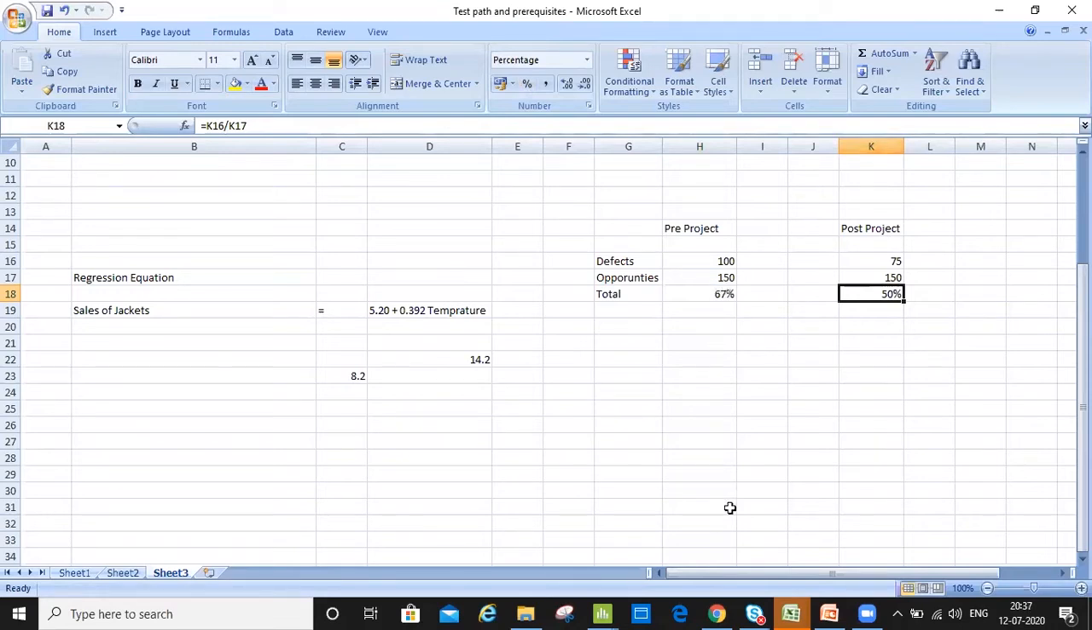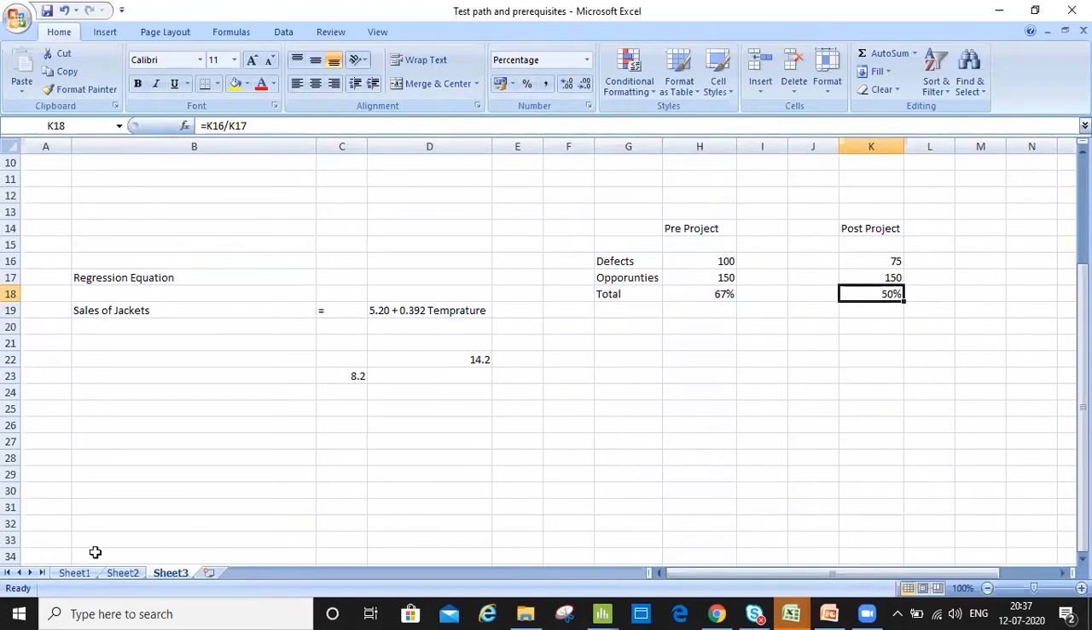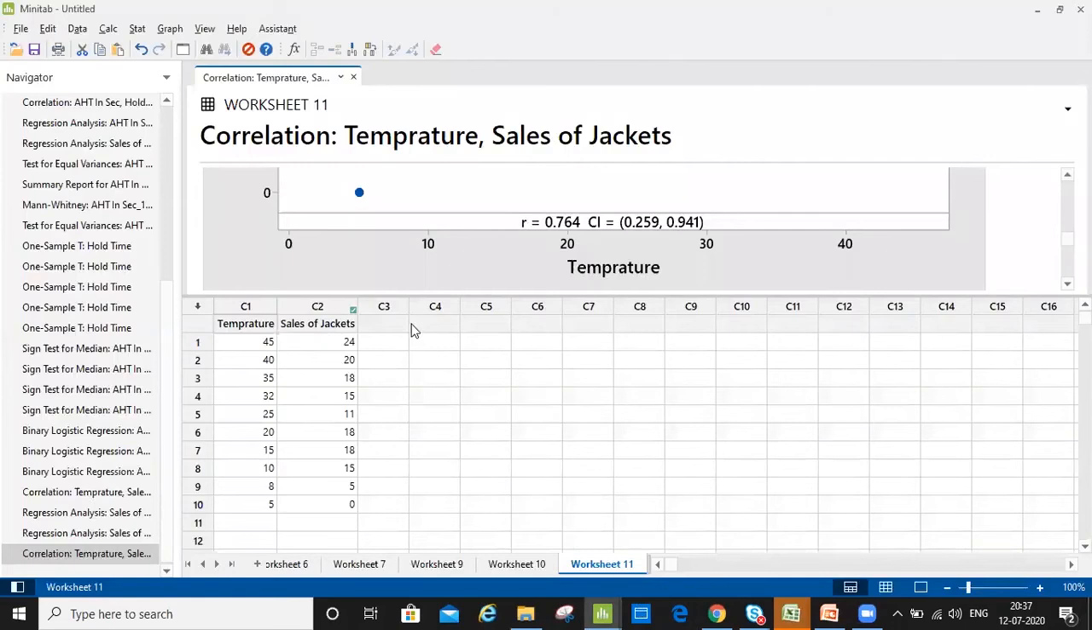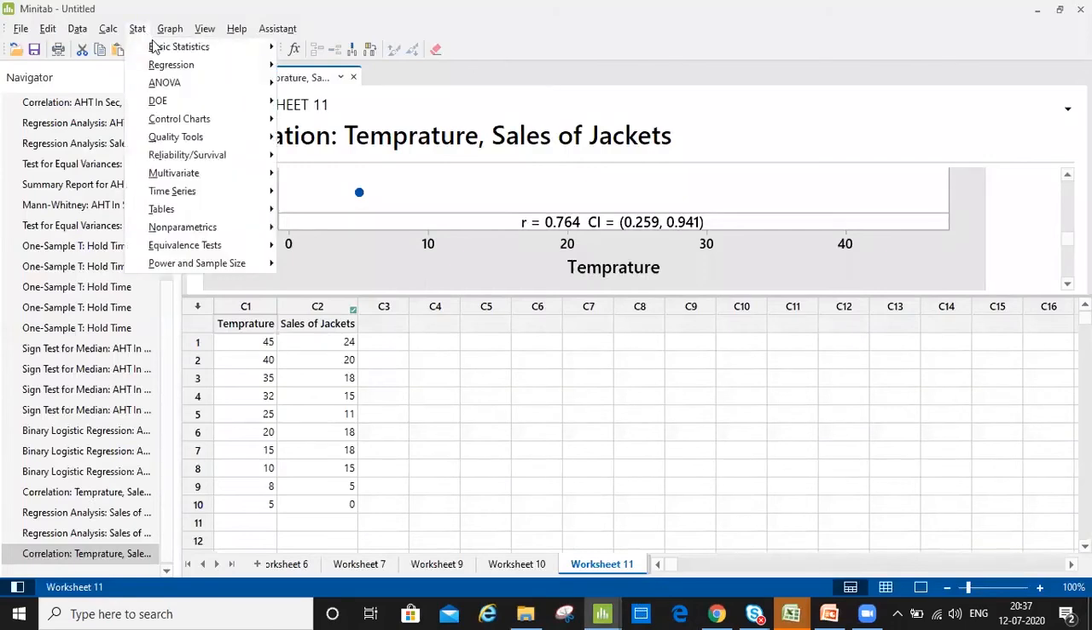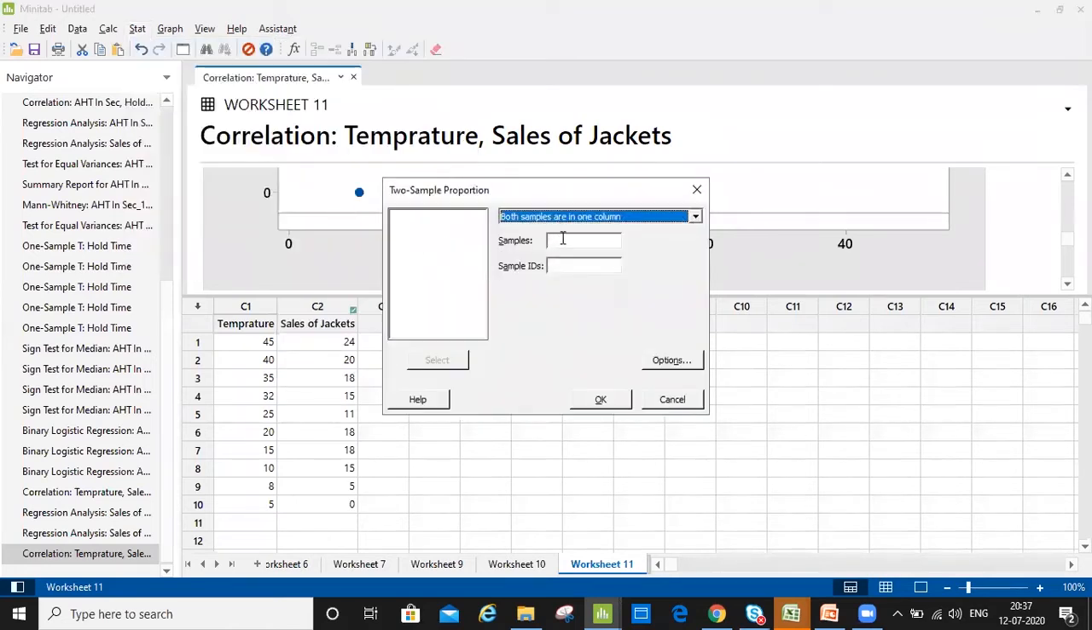Okay. So what I'll do is I will do 2P test. So Stats, Basic Stats, 2P. Stats, Basic Stats, you can see Two Proportion test. Click on Two Proportions, click on Summarize data, this option. Here you can put a number. So number of trials is the total that we have.